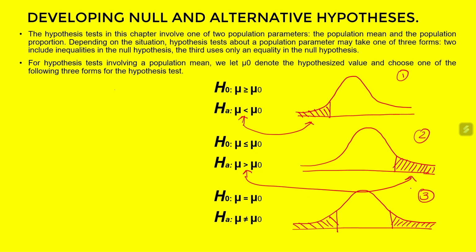Three types of hypothesis we have, and they are called as follows. The first one, which shows the shaded portion on the left side, is called lower tailed. The second one is called upper tailed, and the third one is called two tailed hypothesis. So this is how it will look.